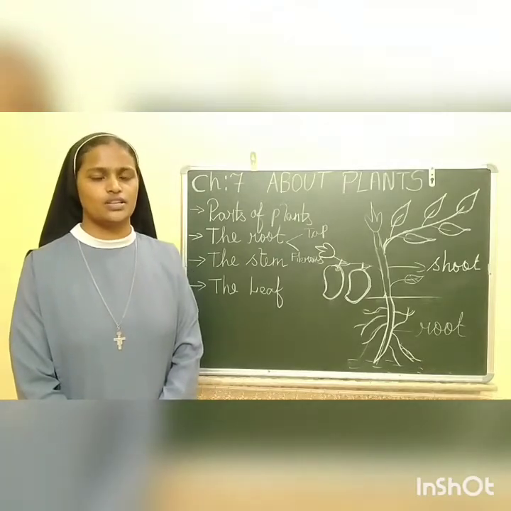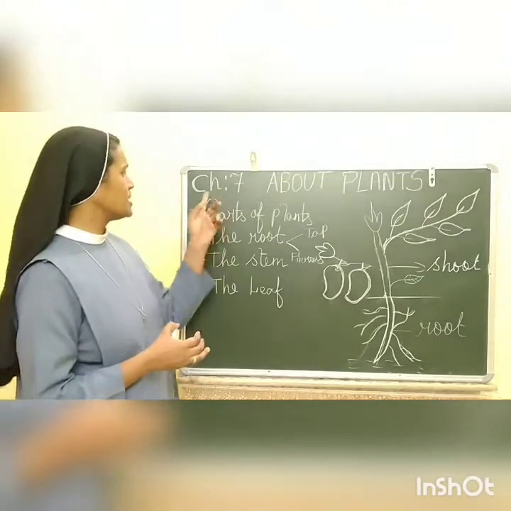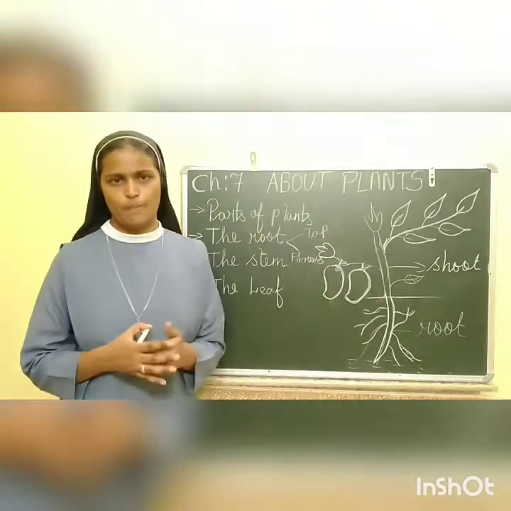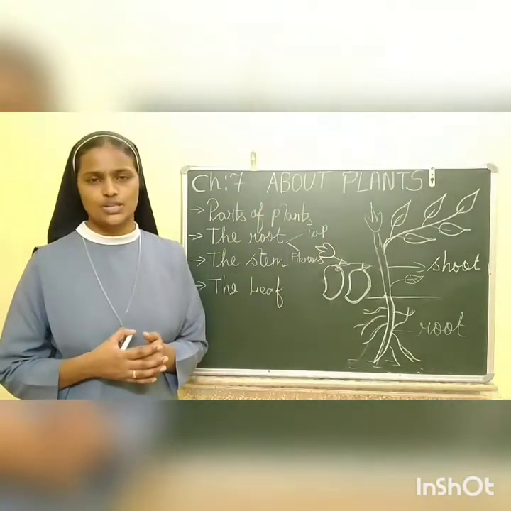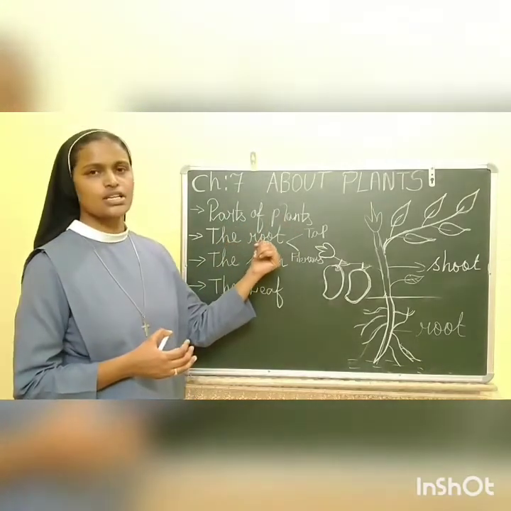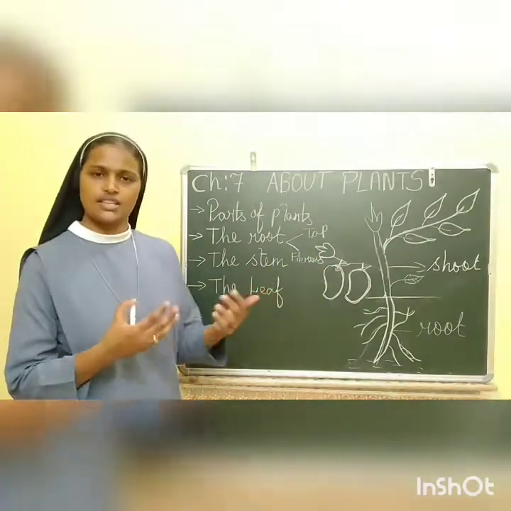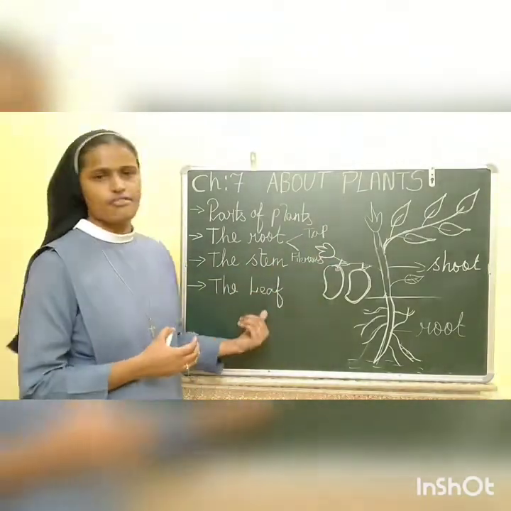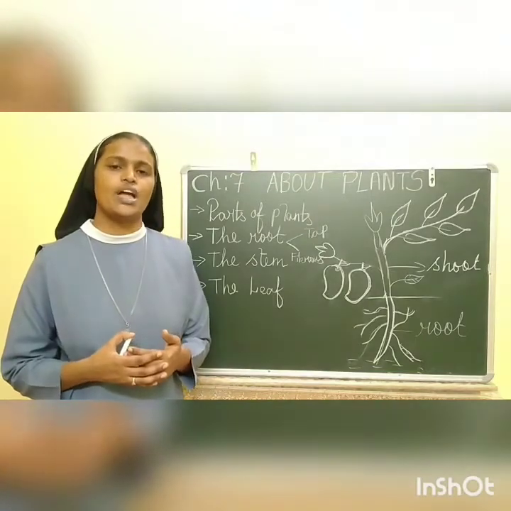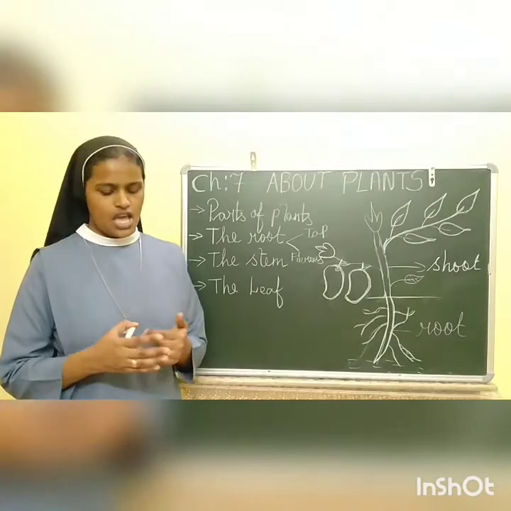Good morning to all. Today we are going to start a new chapter, that is chapter 7 about plants. In that we are going to discuss parts of plants, the root, the kinds of root and their functions, the stem and their functions, the leaf and their functions. Our book name itself, Environmental Studies.